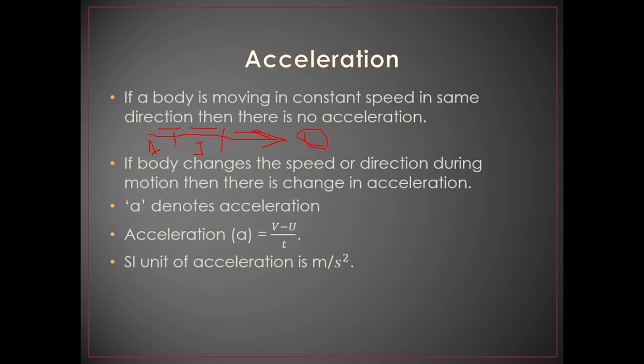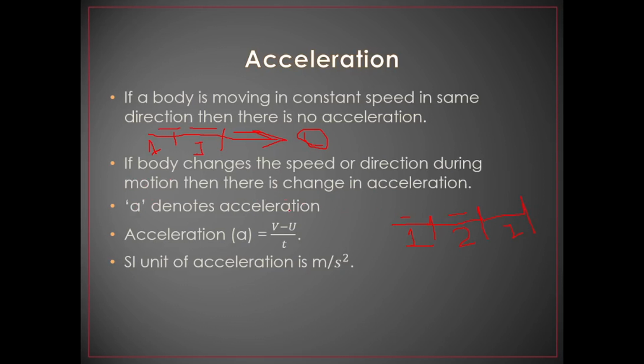If a body changes the speed or direction during the motion, then there is a change in acceleration. So first he reached this equal distance. Okay, I'm marking it as equal distance. So he reached in 1 second here. Then he took 2 seconds to reach here. This is equal distance, okay, but he took 2 seconds here. Again he took 1 second. So speed is increasing, decreasing, increasing, like that. This is the rough idea of acceleration.